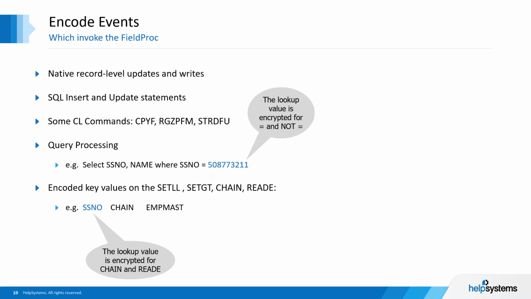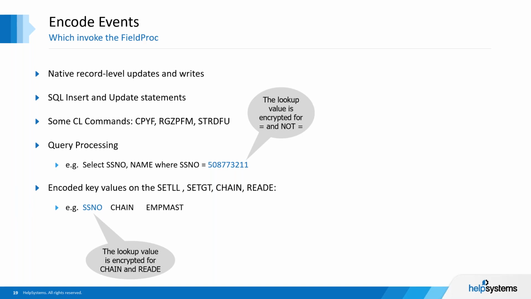If you're using query, we may see invocation of the field procedure. For example, if you run a select statement and you indicate that you want a matching consideration, then one of the tasks of the field procedure is to put the search argument into an encrypted form and then match it against the existing records. That's extremely beneficial from a performance perspective, because we don't have to decrypt every record to determine if there's a match.